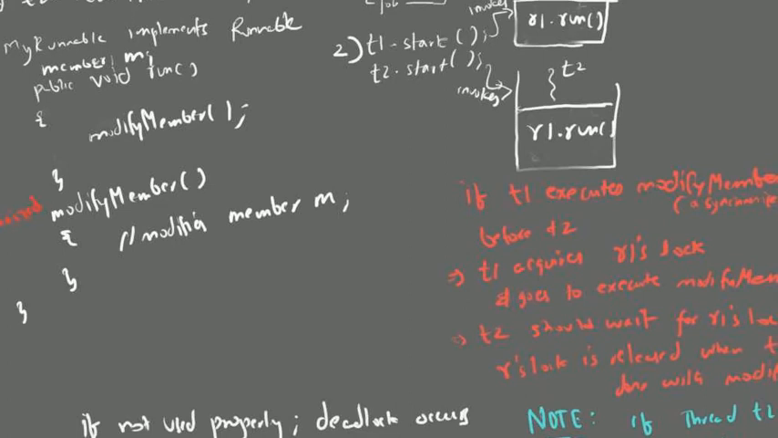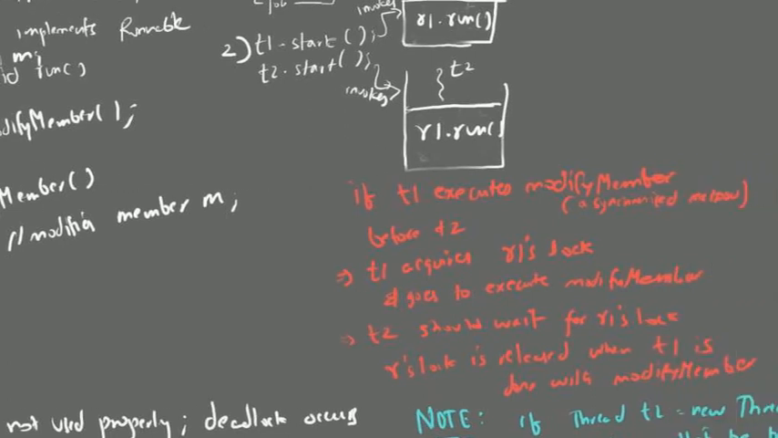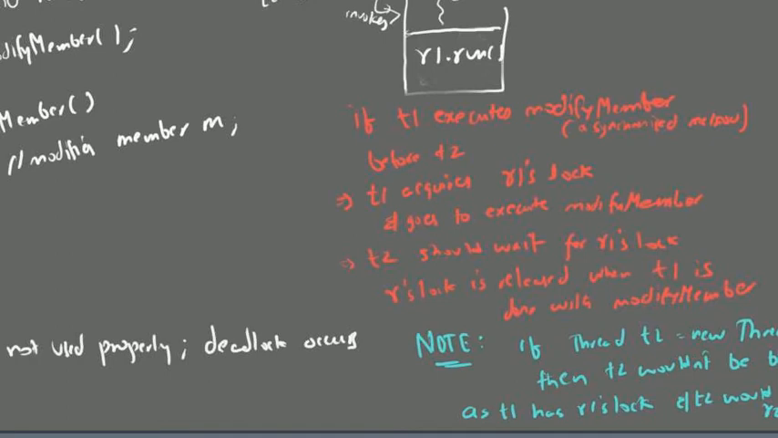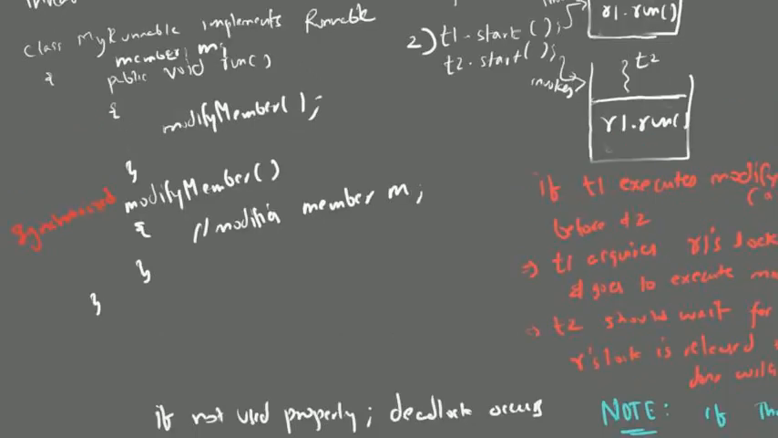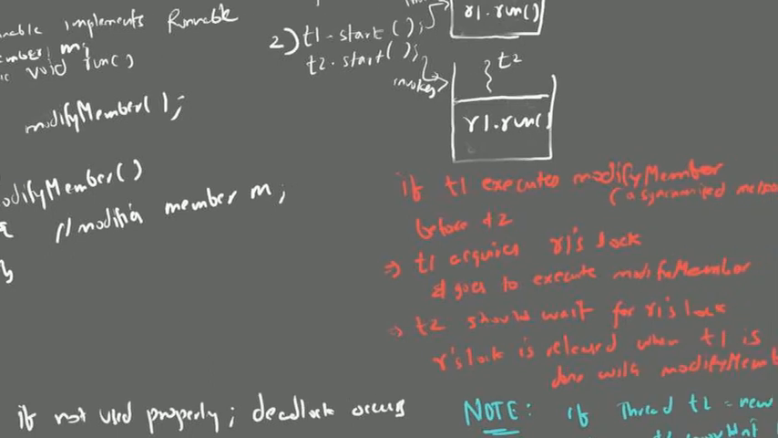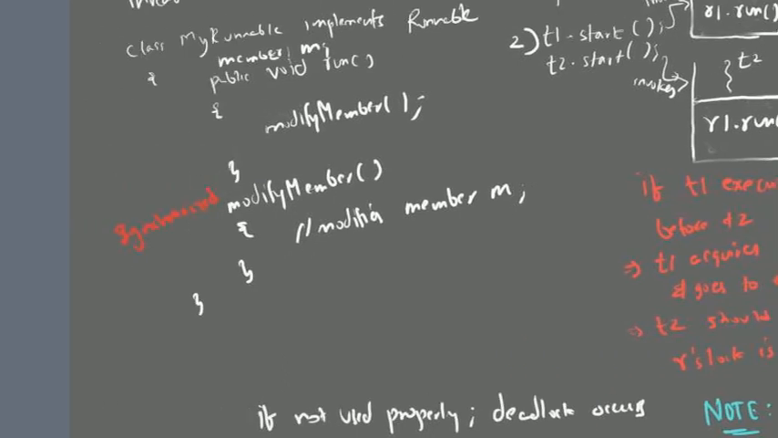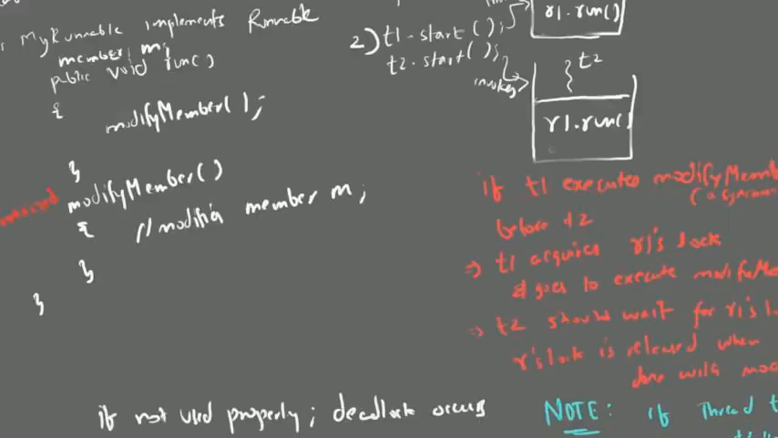Now, if T1 executes modify member, the method which would be modifying the data member, and run is invoked on R1 in two different threads. This method is called within the run method, and it would be modifying member M. In order to make this method atomically accessible, you add the keyword synchronized.